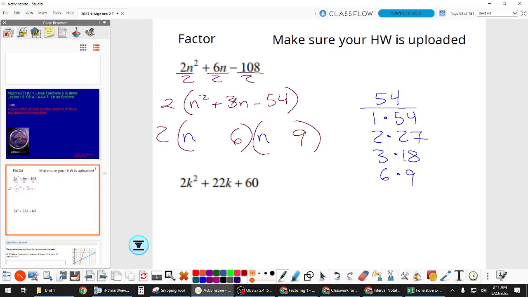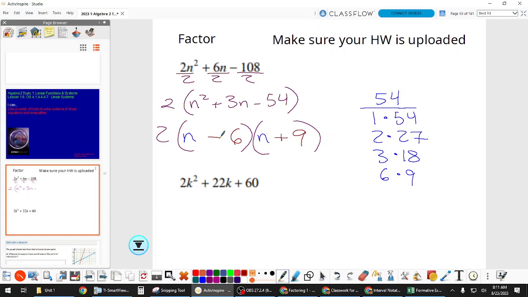The reason why is because we need to make 3 by adding. So 6 times 9 makes 54. What do we need to do with those to make positive 3 when we add? Well, plus 9 and negative 6. Double check. Negative 6 times 9 is negative 54. Negative 6 plus 9 is positive 3. And so that is now factored. And from there, we will move on eventually to solving using these 2 binomials.